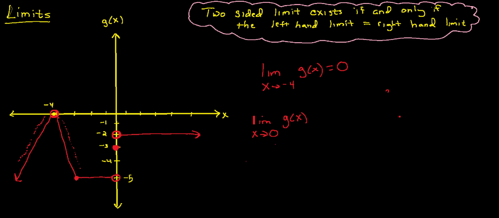So again, this is a question about the two-sided limit. So let's look at the left, let's look at the right, and see if they match up. If they don't match up, we're out of luck. We don't have a two-sided limit.